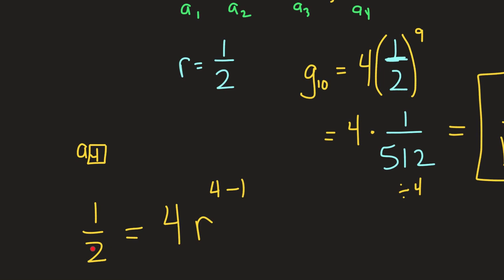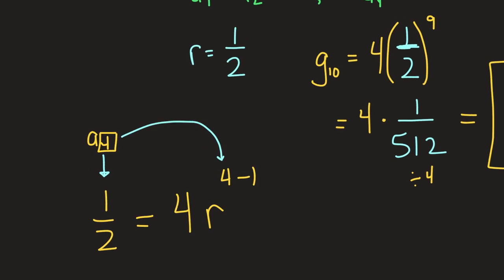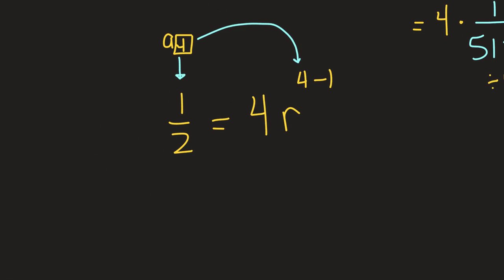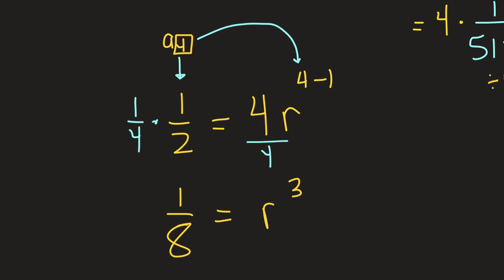The nth term equals the first term times the ratio to the n minus 1 power. We know that n is 4, so the 4 goes up here in the power, and we know the 4th term itself was 1/2. So we can do some algebra and solve this for r. Let's divide both sides by 4, aka times by 1/4. 1/4 times 1/2 is 1/8 equals r to the 3rd power. 4 minus 1 is 3.